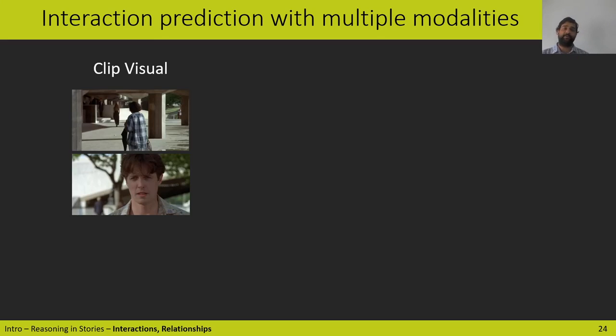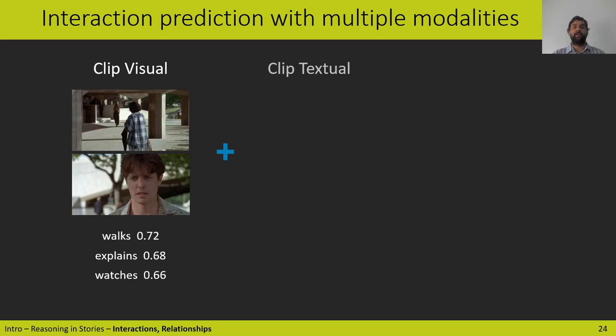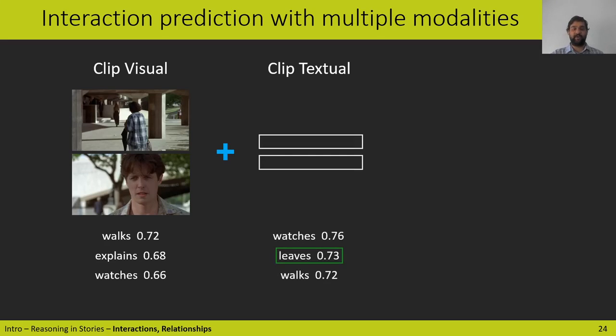We look at interaction prediction based on these multiple modalities. Given the visual clip only, our model predicts that these two people are either walking away from each other or looking at each other, watching each other. While combining them with textual information, which in this case is actually no dialogue between these two characters, our model switches its prediction to leaves, which is plausible considering when two people leave each other, they probably don't talk with each other.